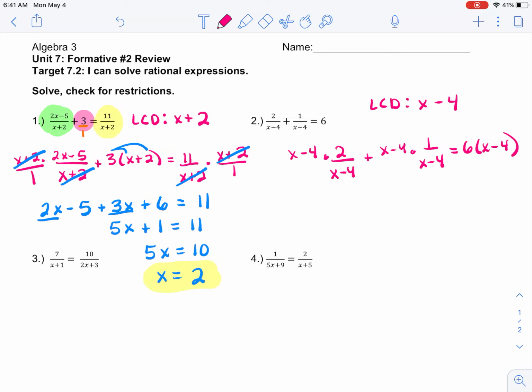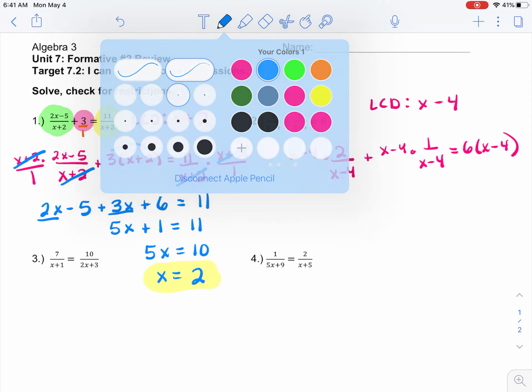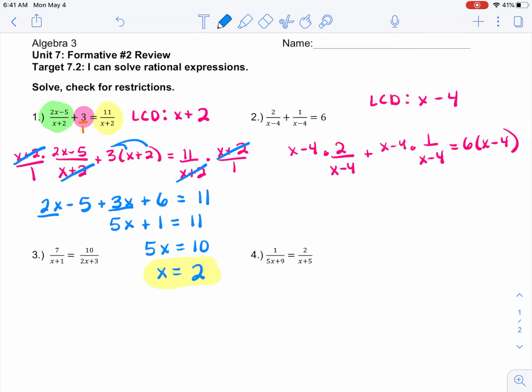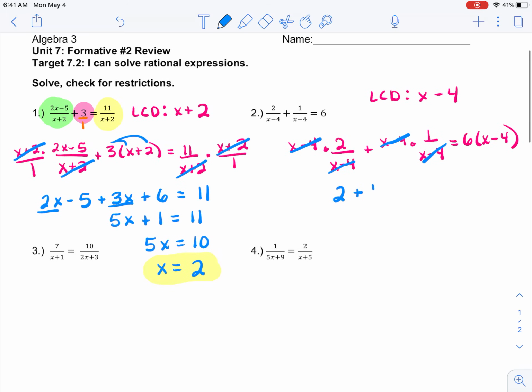And the only time you're actually going to multiply is when you have that whole number. Okay, so just like the previous one, notice what happens in the first set of multiplication. The x minus 4 on top cancels out the x minus 4 on the bottom, and we just get 2. Plus, right here, the x minus 4 on top cancels the x minus 4 on bottom, and we just get 2 plus 1 equals, if we distribute the 6, we get 6x minus 24. Okay, 2 plus 1 is 3.